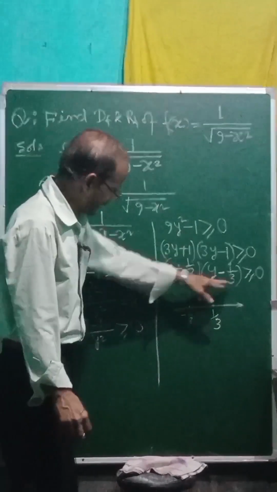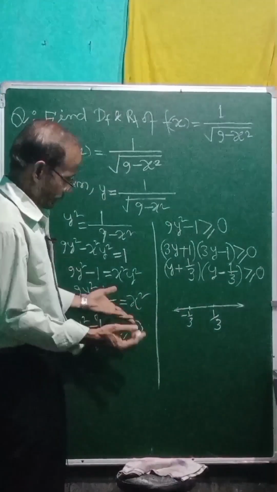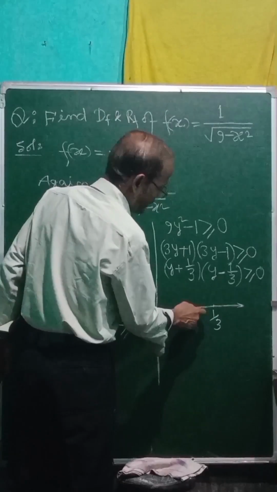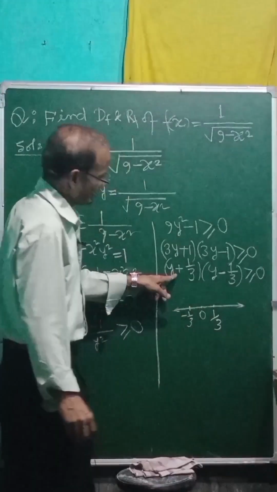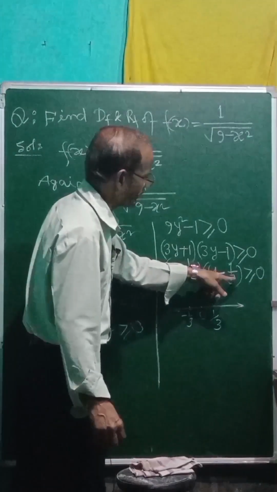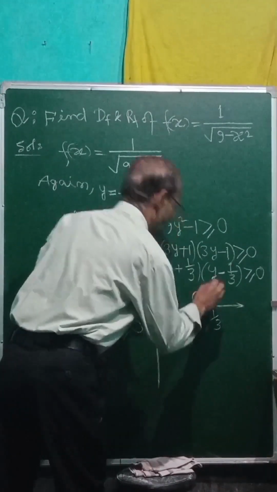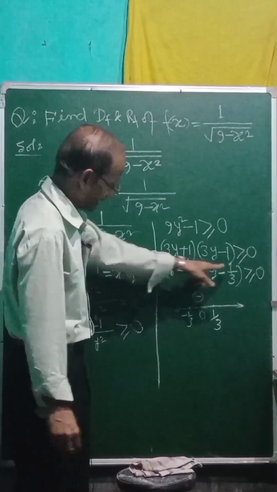These are two acceptable values, but we still do not know whether this region, that region, or this region is acceptable. In between, you take something, 0. Then plus 1/3, and here 0 minus 1/3: plus times minus gives something negative. It is not satisfying that relation.